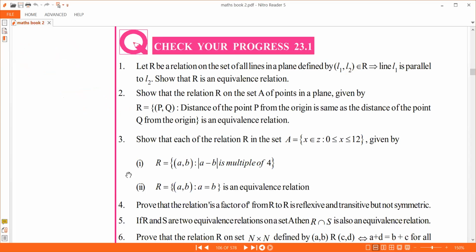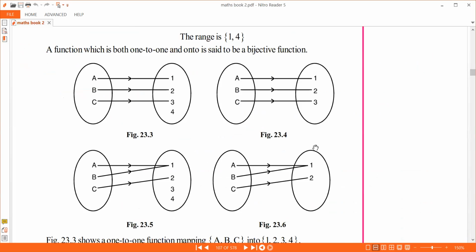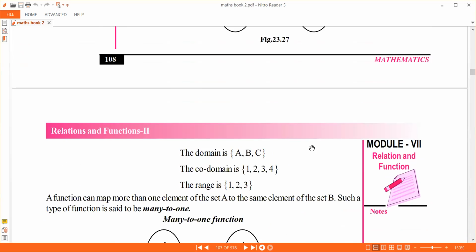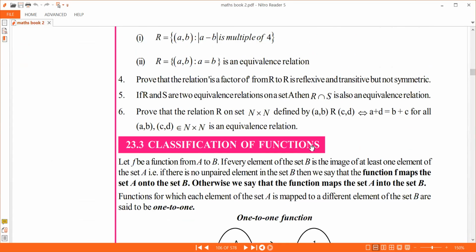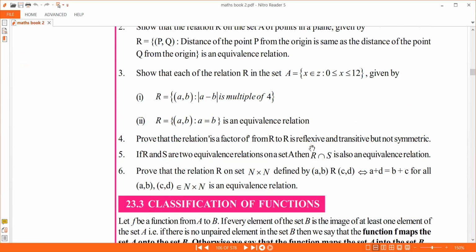Now let's move on to the next one. Prove that the relation is a factor of, from R to R, is reflexive and transitive but not symmetric. Prove that the relation is a factor of. When we swap it, you cannot swap it.